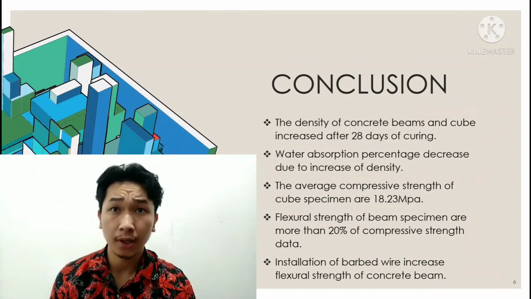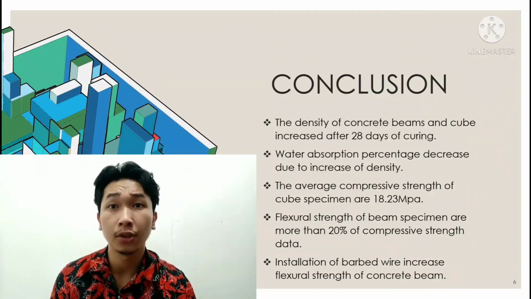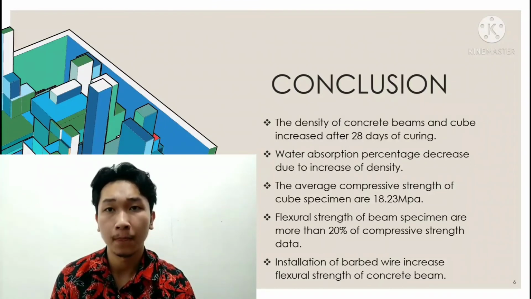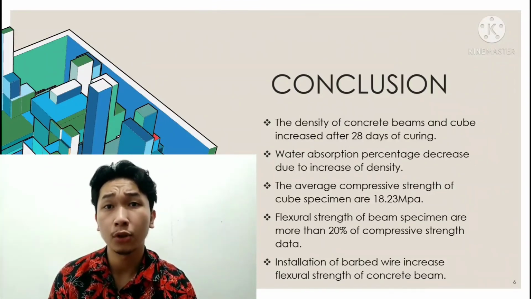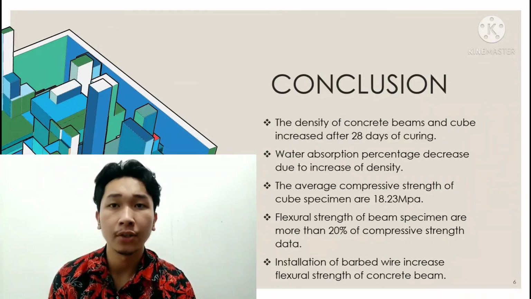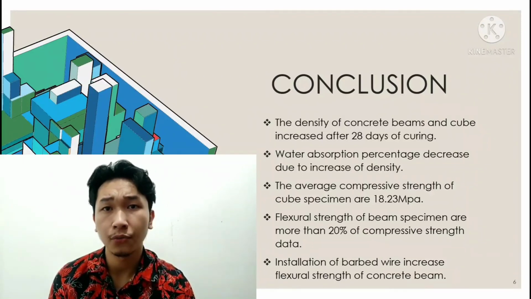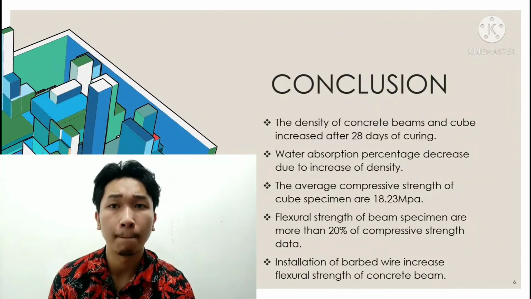The water absorption rate trendline shows a decrease, mainly because of the increasing density of the beam specimens from 0 barbed wire to 6 barbed wire. The average compressive strength of the cube specimens is 18.23 MPa. The average flexural strength of the beam specimens tested is more than 20% of the cube compressive strength. Average flexural strength of beam increased from 0 barbed wire to 6 barbed wire. This shows that the installation of barbed wire contributes to increasing concrete beam's flexural strength.